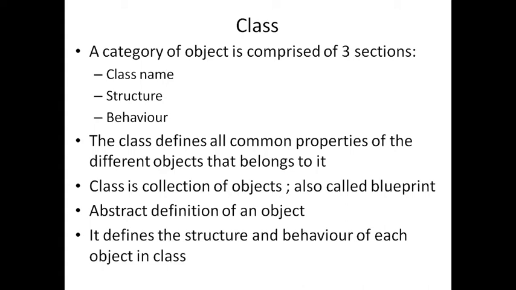Then the class defines all common properties of the different objects that belong to it. The class is a collection of objects, also called the blueprint, and a class is an abstract definition of an object. It defines the structure and behavior of each and every object in that class.